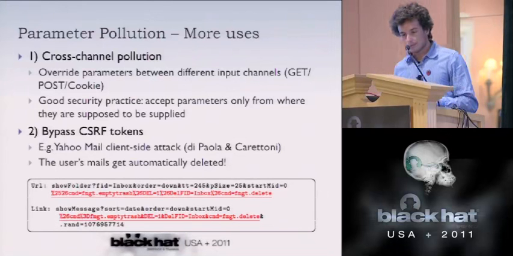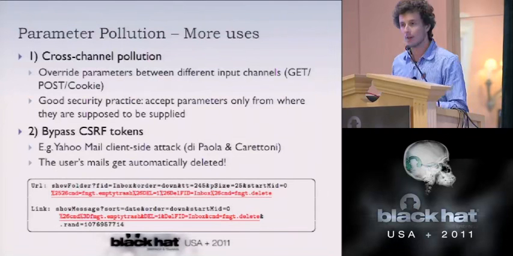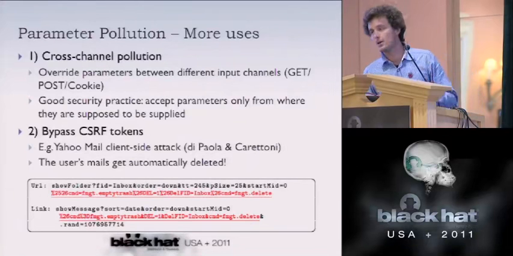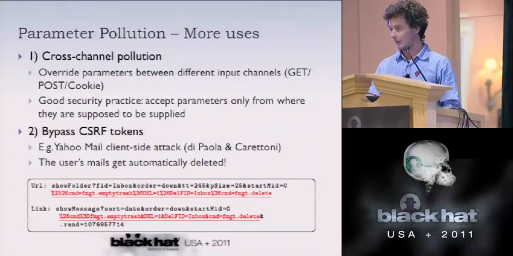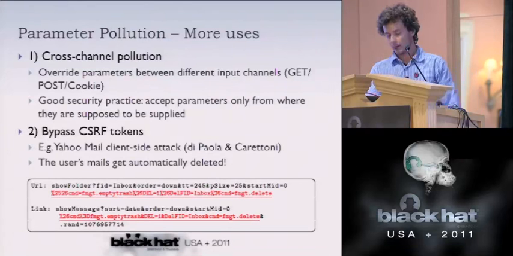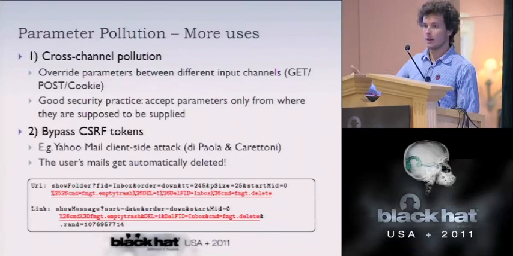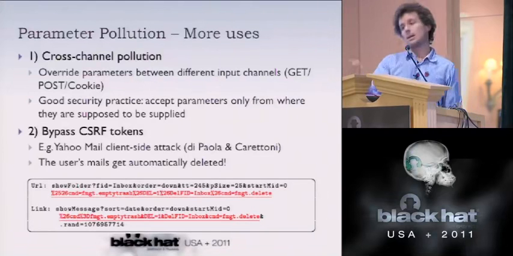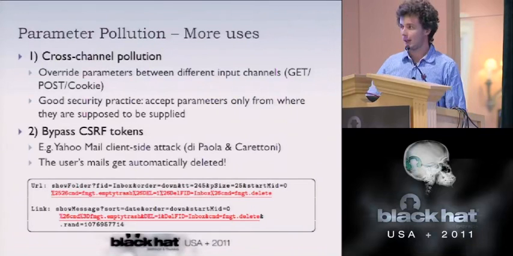The second use is to bypass cross-site request forgery tokens. I don't know if you're aware of that, but a standard mechanism to protect web applications against cross-site request forgery attacks is to use random tokens that are generated by the application. Every time, the application generates a new token that is sent to the client, and then the client sends the token back to the application, just to prove that he is not running a cross-site request forgery attack.